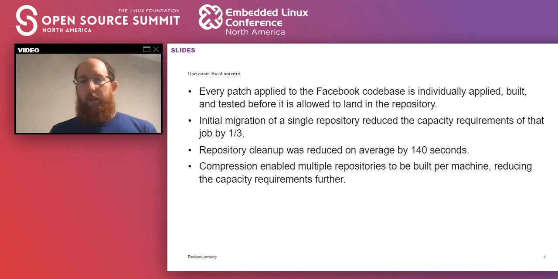The idea being that instead of using the Git or Mercurial shallow copy, we would simply snapshot the repo, which is instantaneous, and then do the same build or whatever, and then delete the snapshot. From the user's point of view, the snapshot deletion is instantaneous. Obviously, it's really not, because there's a lot of cleanup that has to be done. But the cleanup that needs to be done in the background is significantly faster than rm -rf'ing an entire directory. So the repository cleanup was reduced by an average of 140 seconds. That's about the average time for Android at that time. It went down to instantaneous. So it reduced the capacity requirements for just that repo by a third.